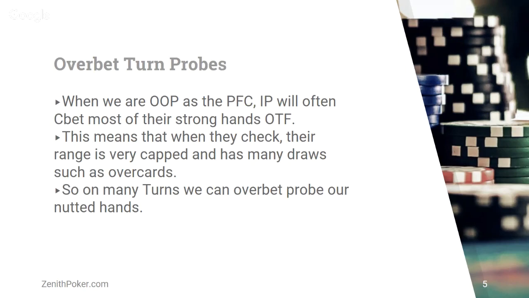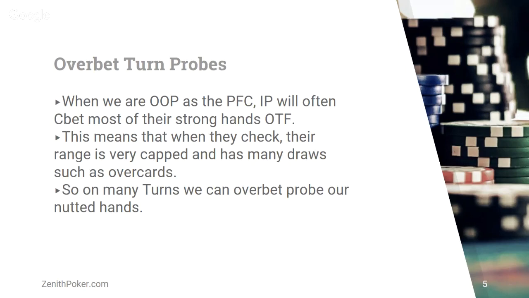In a single raised pot, the in position player has checked back. Now, we should know that when the in position player checks back, they're not going to have anywhere near as many of their strong hands as if they had bet, because they're going to be betting most of their strong hands on the flop. So when they do check, their range is very capped. They might not have any sets left after they check back. And so this means that on many of these turns, we can use overbets with our strong hands like sets to get value out of our opponent's middling hands, right?